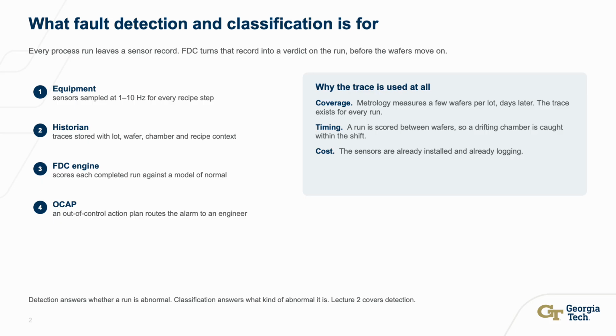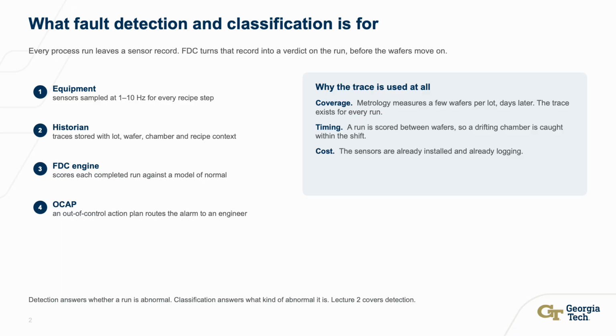We start with why anybody uses the trace at all. A fab measures wafers with metrology, and metrology is accurate. It is also slow and it is sampled. You measure a few wafers per lot and the results come back hours or days later. If the chamber started drifting this morning, metrology tells you about it on Thursday, and by then you have run several thousand more wafers through it.